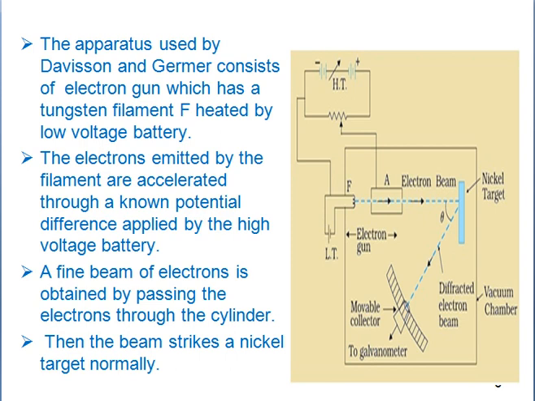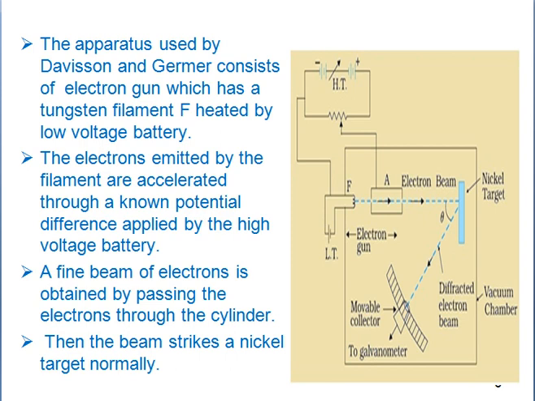When the low tension battery is applied, it will emit the electrons, but when we apply the high potential battery, the high voltage, it will accelerate the electrons. What happens is that they will be accelerated, highly accelerated, when the high voltage battery is given.